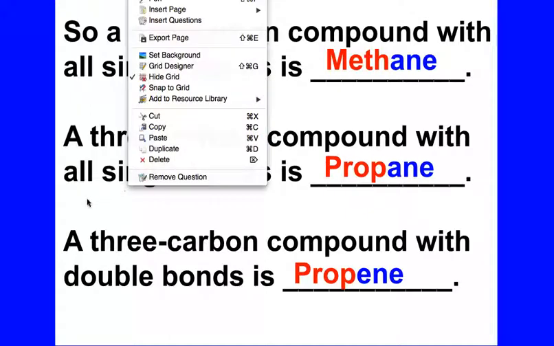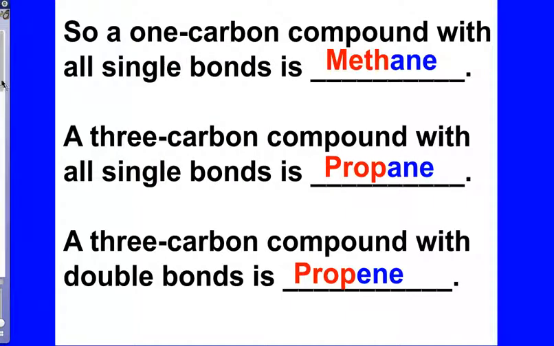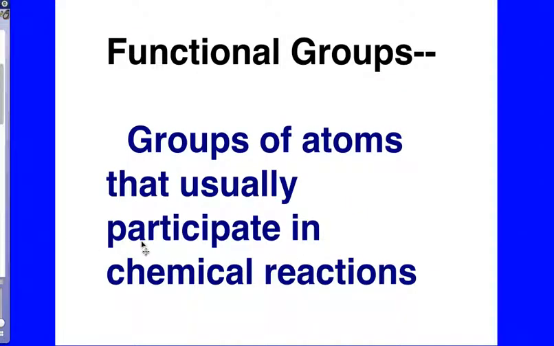All right, so the next thing that we need to look at is our functional groups. And the functional groups are groups of atoms that are going to participate in chemical reactions. So whenever two molecules or compounds are joined together or broken apart, it's usually going to be in an area where we find one of these functional groups.